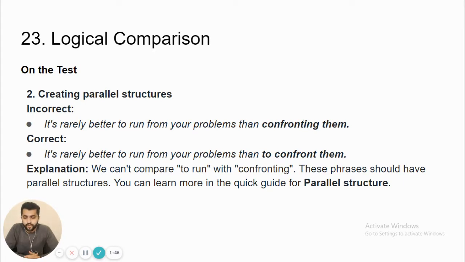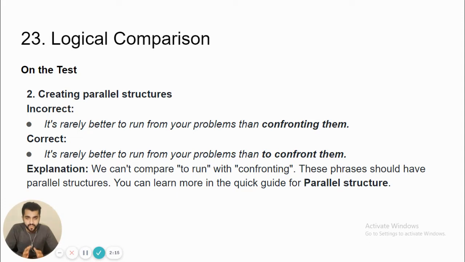So the incorrect version would be, it's rarely better to run from your problems than confronting them. And the correct version is, it's rarely better to run from your problems than to confront them. The first one is wrong because there we are comparing to run with confronting, right? Both are verbs, but one is a different type of word. Like one is an ing form of verb and the other is a first form of verb, right?